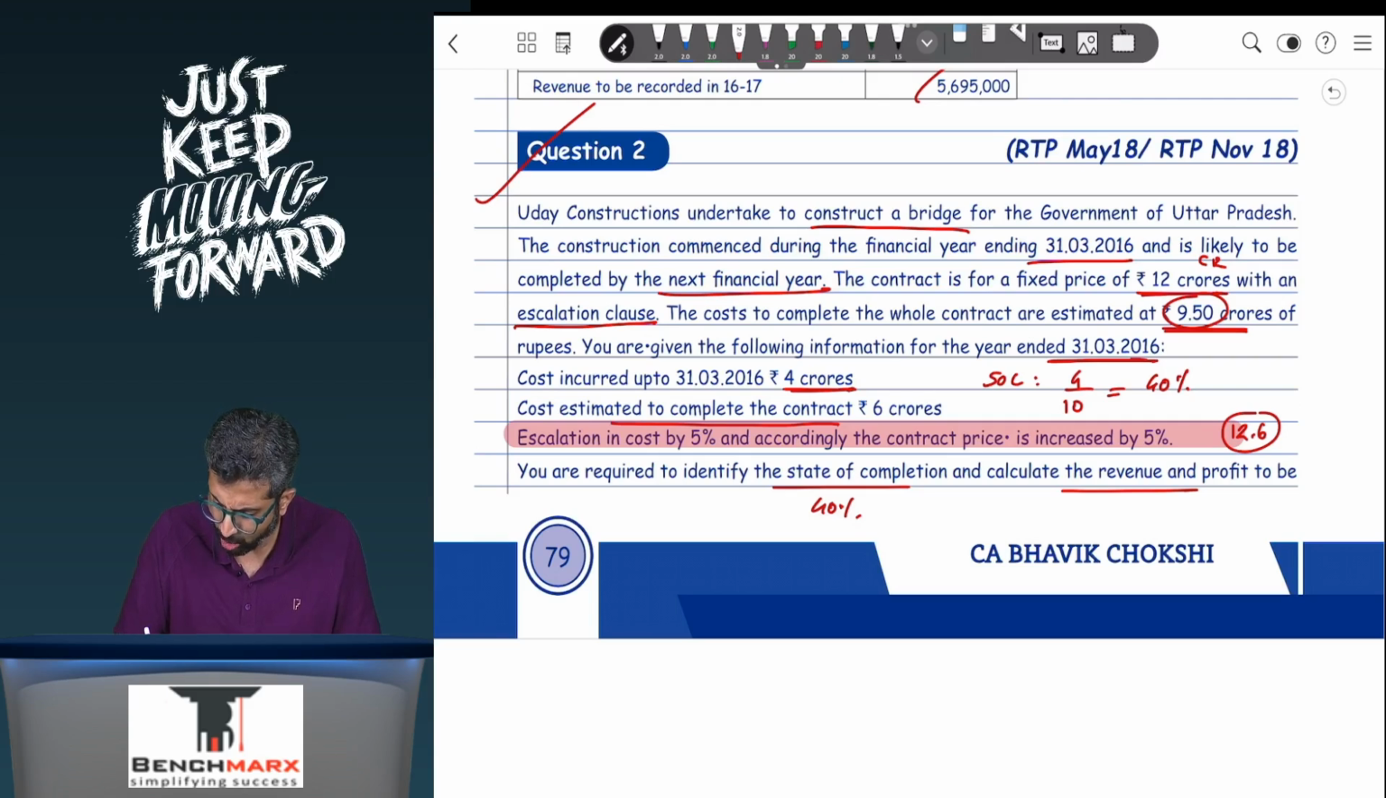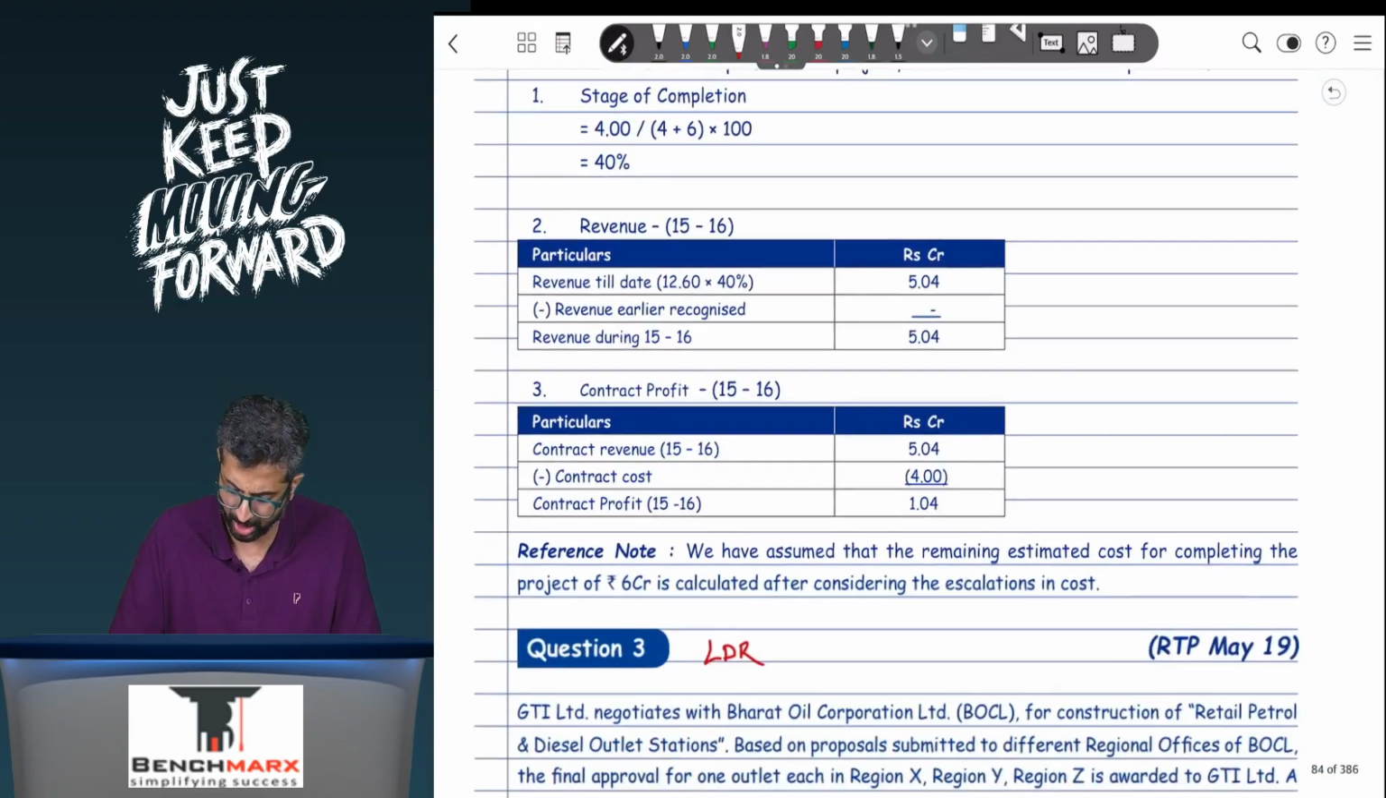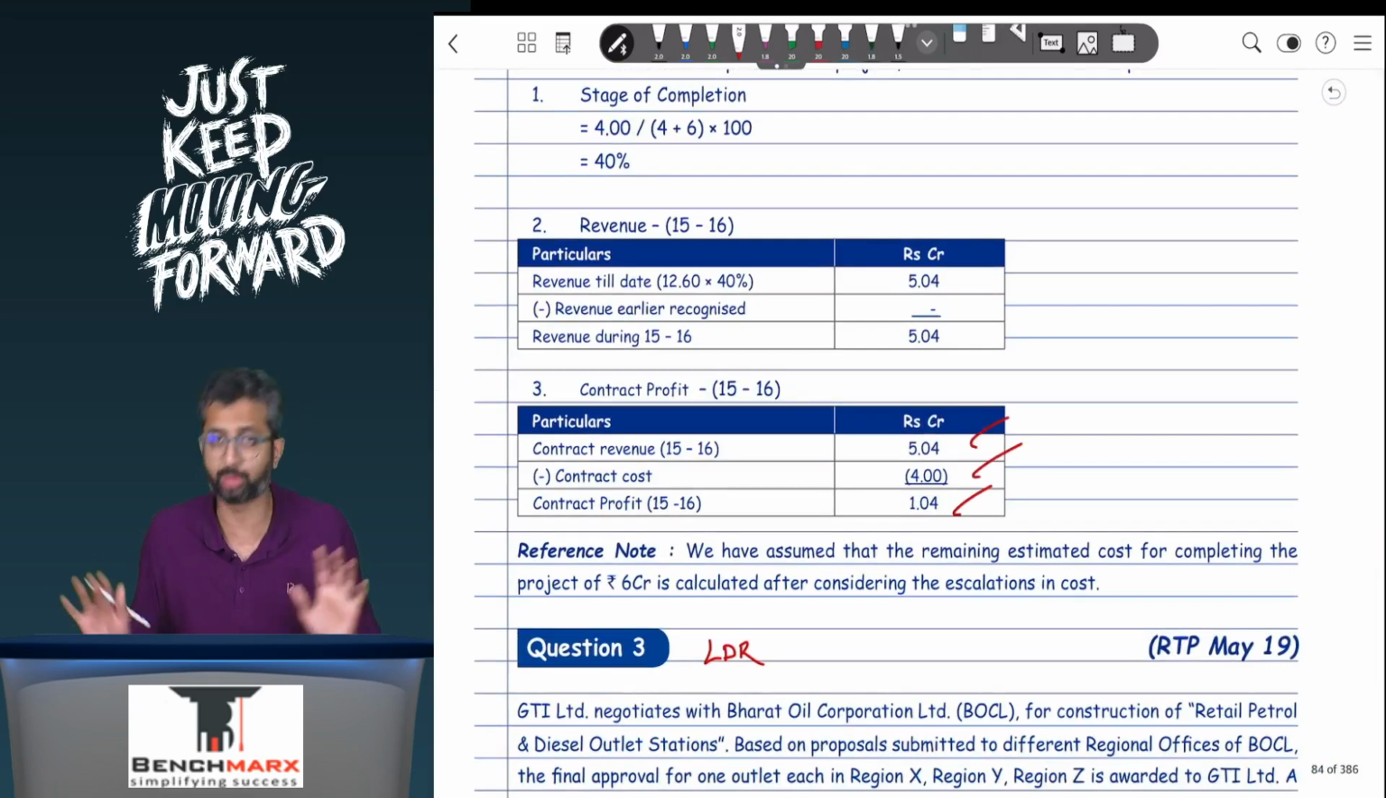So revenue over here will be 12.6 into 40%. 12.6 into 40% comes to around 5.04. This comes to 5.04, and profit to be recognized. Well, profit will be 5.04 minus a cost of 4, and 1.04 will be the profit amount. So if I go to see, yes, 1.04, 5.04 minus 4.